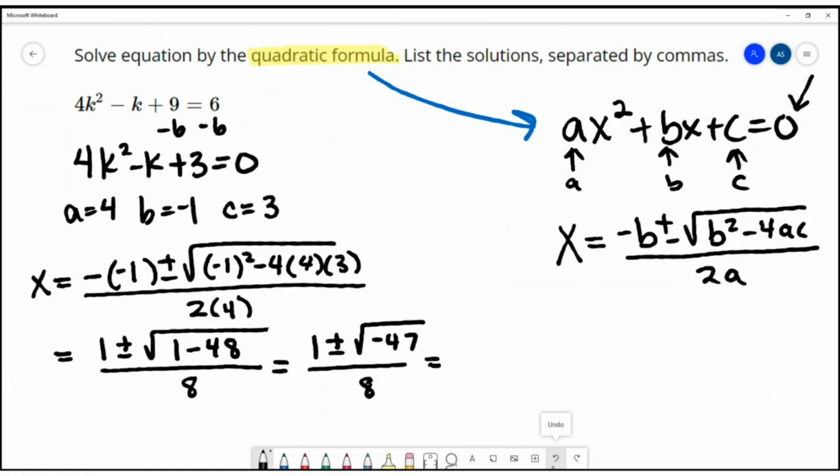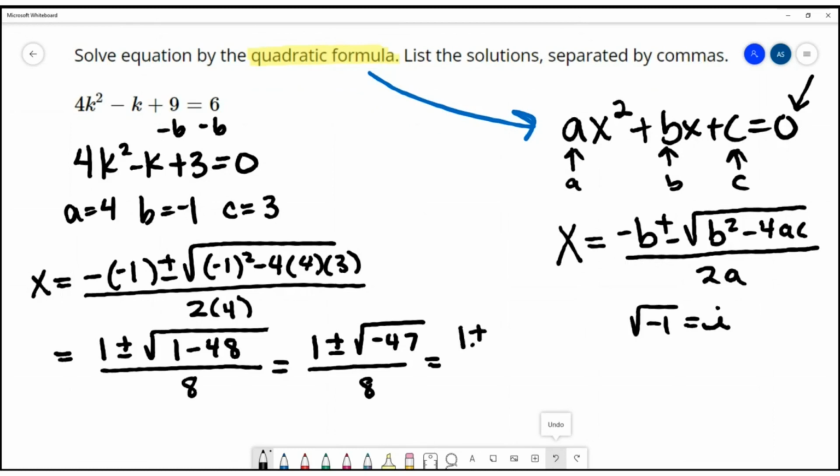And inside the radical, we have a negative number. Square root of negative 1 is defined to be the imaginary unit I. And then the number 47 is a prime number. It has no factors other than 1 and 47. And so we can't break down that radical anymore other than handling that negative.